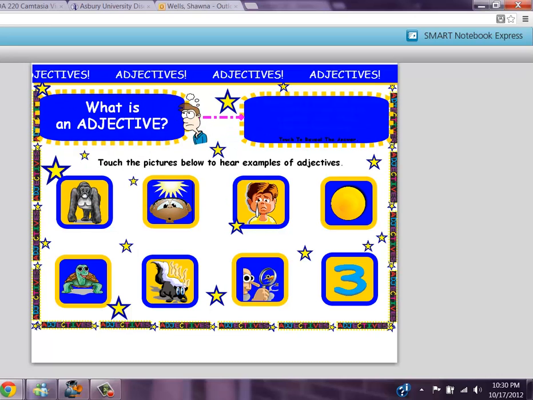In this activity, we're going to learn about what an adjective is. We'll click on a picture and it will describe the picture. For example, let's click on the gorilla. Hairy. Did you see that hairy gorilla?